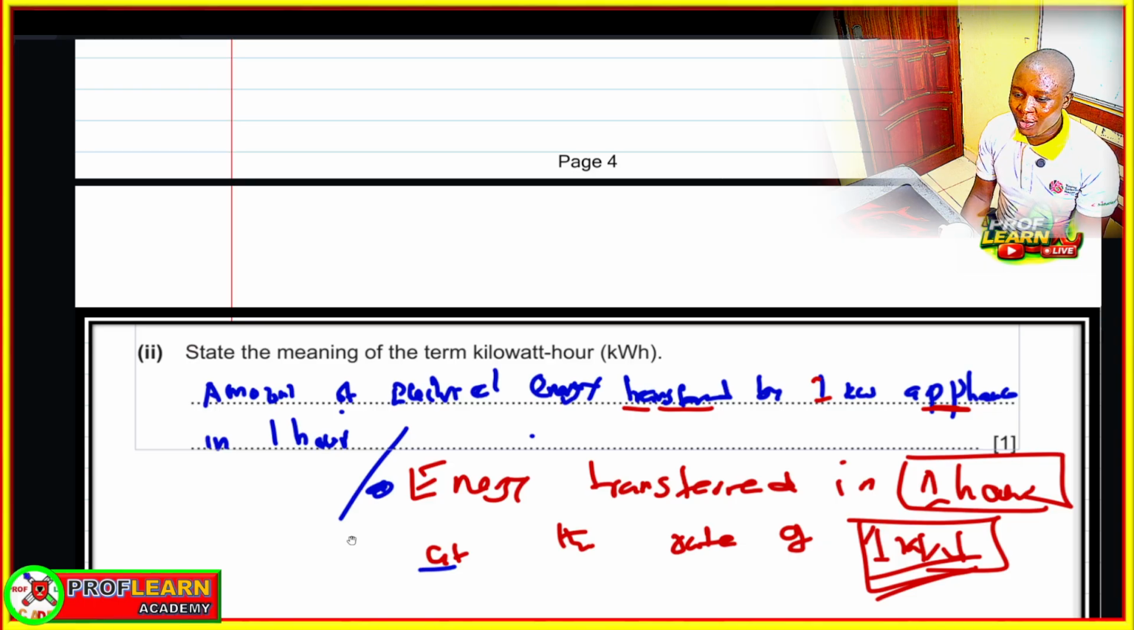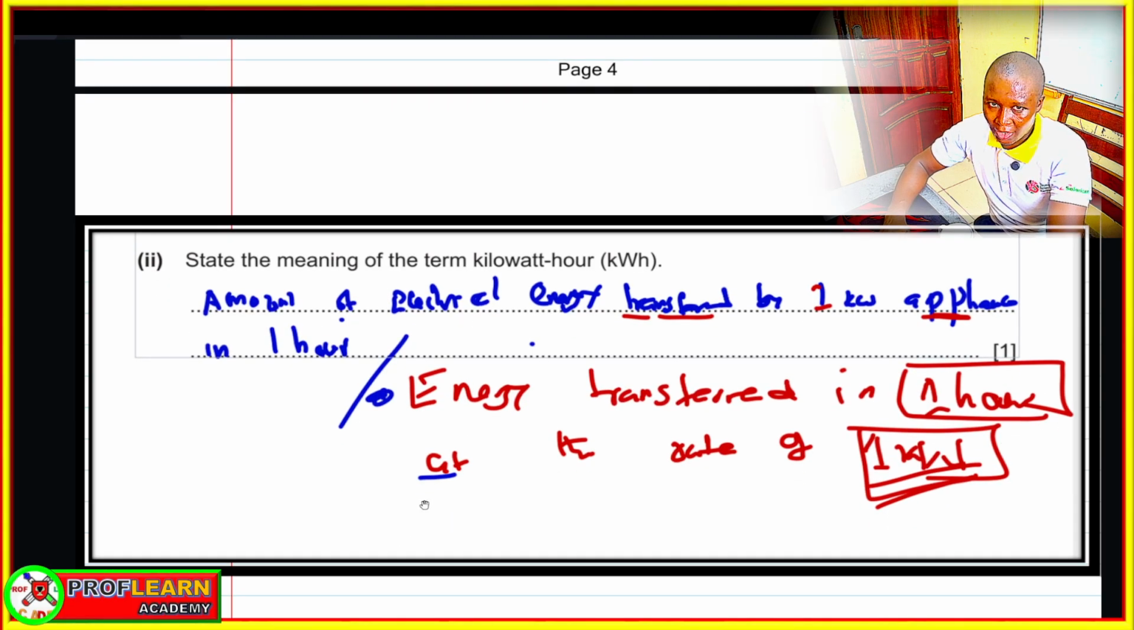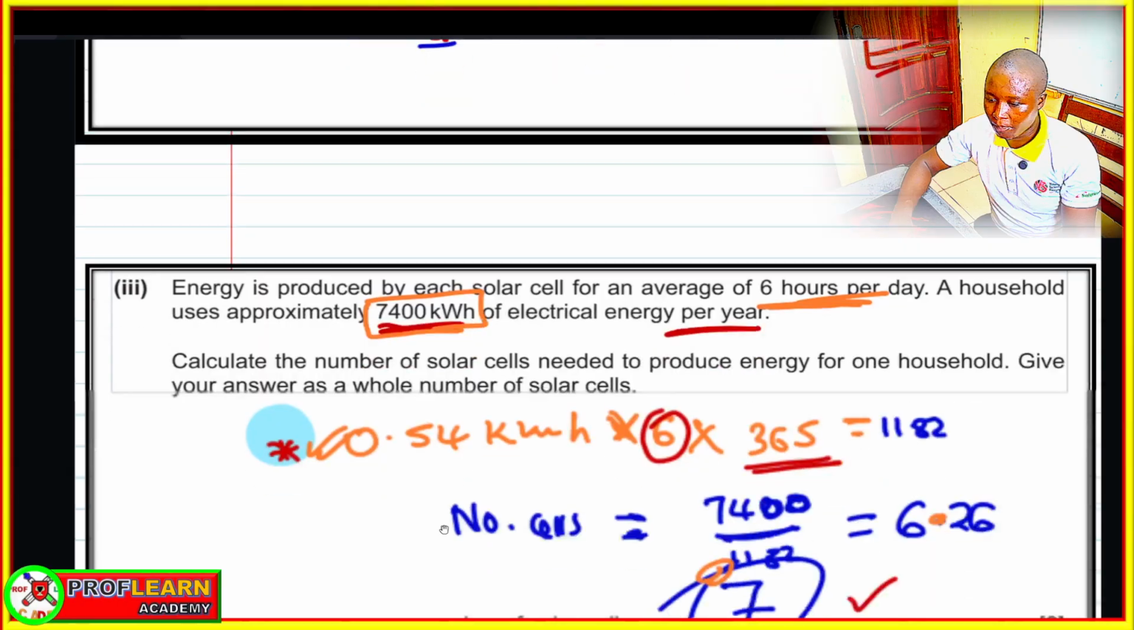All you can say is the amount of energy transferred by a 1 kilowatt appliance in 1 hour. So it's up to you to decide how you can structure your answer for this particular question, and be very sure this is a question that most candidates are not really getting right. And for the last 3 years, I've seen Cambridge repeating this question. So who knows, this question might be asked. So ensure you get ready to answer such a question.